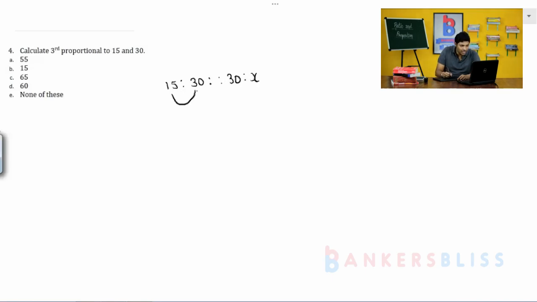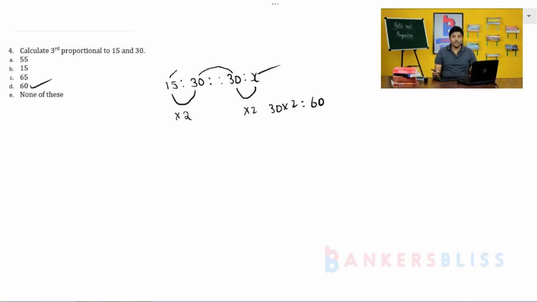30 is to x. See here, 15 how many times? Into 2. Therefore here also 30 into 2, which is equal to 60. Therefore your answer is D, 60 is the right answer. Very simple thing. 15 is to 30, 30 is to x. These two are the mean proportion, this is the third proportion and this is the first proportion. So 15 into 2 is 30, therefore 30 into 2 is 60. Option D is the right answer.